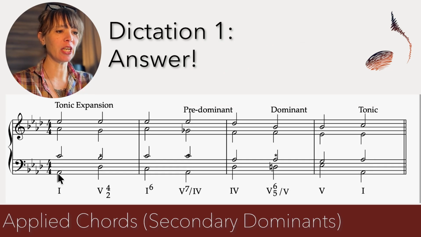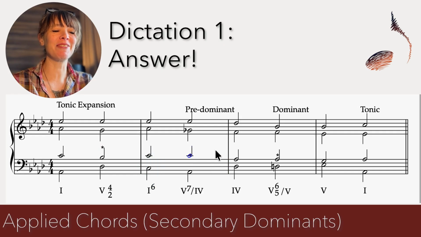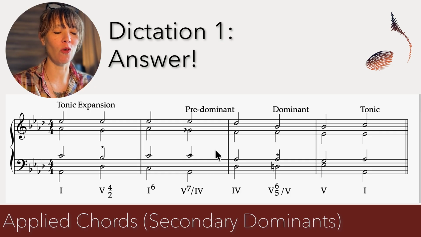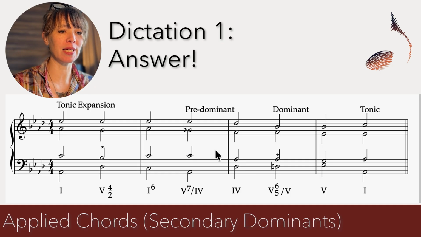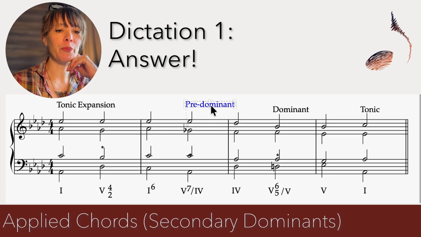Here you go. Good. So we have our tonic expansion 1, 5, 4, 2, 1, 6. Move that asterisk up. So that's your first dominant sounding chord. The second dominant sounding chord is the 5, 7 of 4, and that gets your predominant section started. And then we have the 5, 6, 5 of 5. So you could also technically have a 5, 6 of 5. And then that just resolves to a 5 chord.